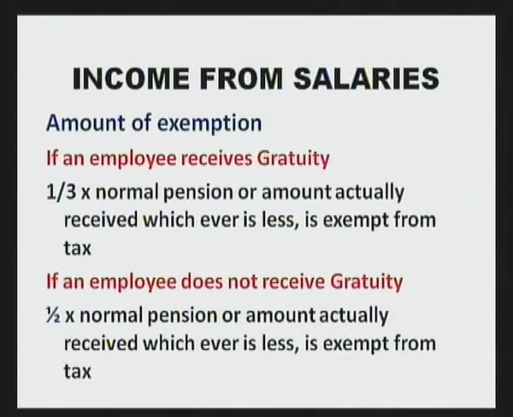1/3 multiplied by normal pension or amount actually received, whichever is less, is fully exempted from tax. If an employee does not receive gratuity, then the exemption amount will be definitely greater than the previous situation. Now, 1/2 multiplied by normal pension or amount actually received, whichever is less, is exempted from tax.